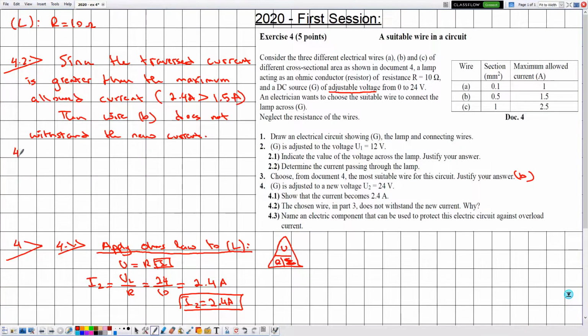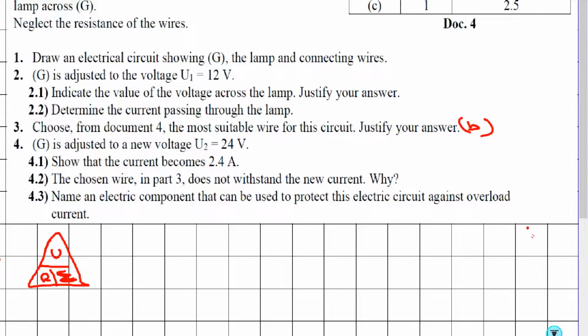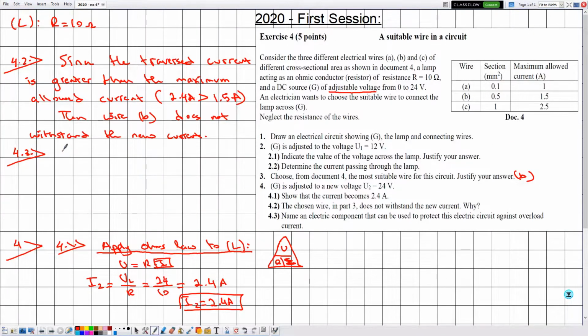And finally, in 4.3, they are telling us to name an electric component that can be used to protect this electric circuit against overload current. Now here one could say, okay, we can use a resistor, but remember that a resistor can limit the flow of the electric current, so we can decrease the current, but actually the component that protects from overload current in a DC circuit is a fuse. So the answer would be the fuse.